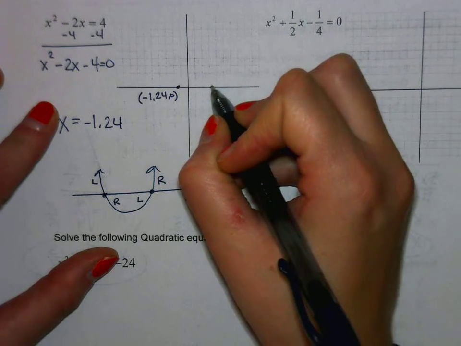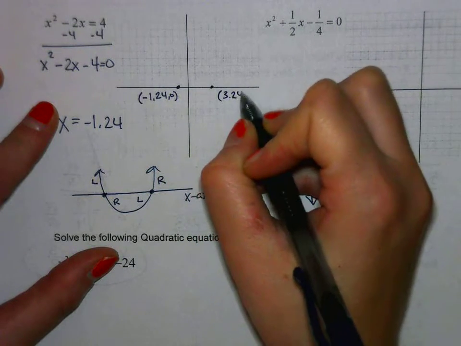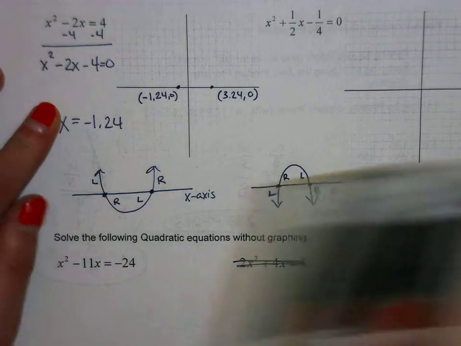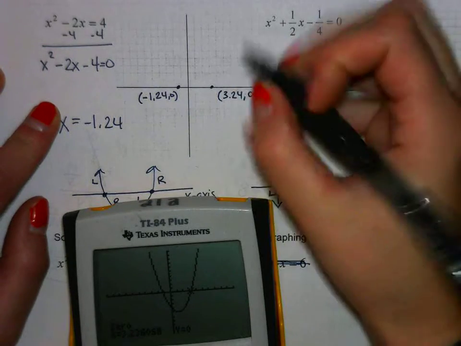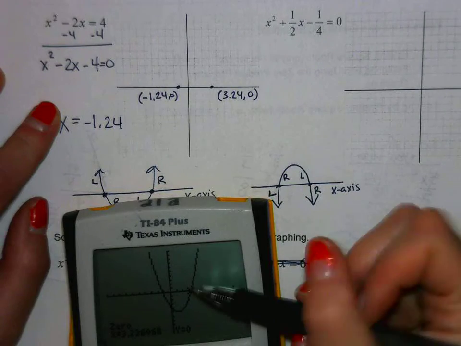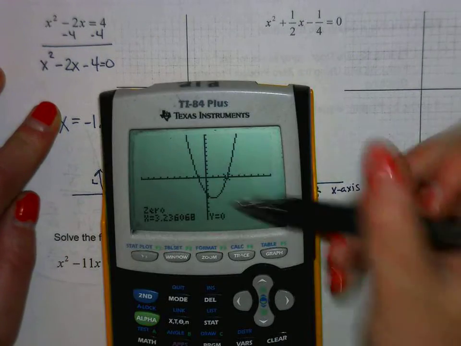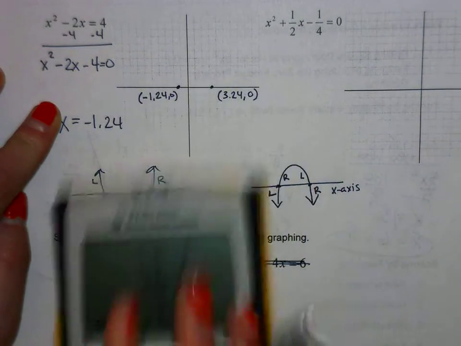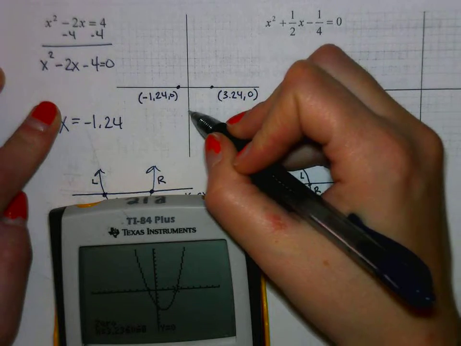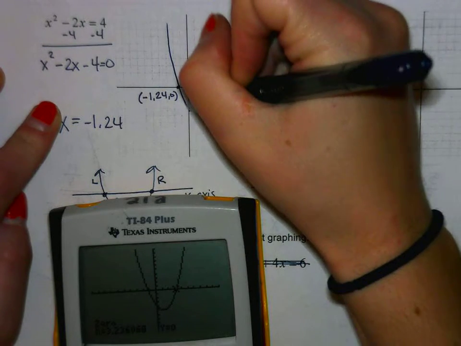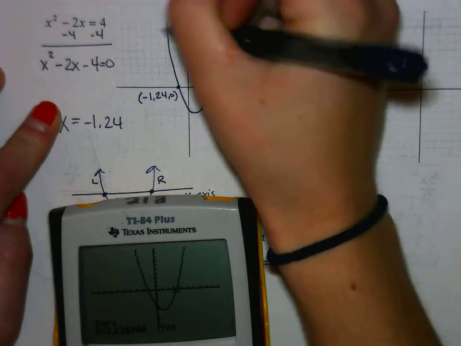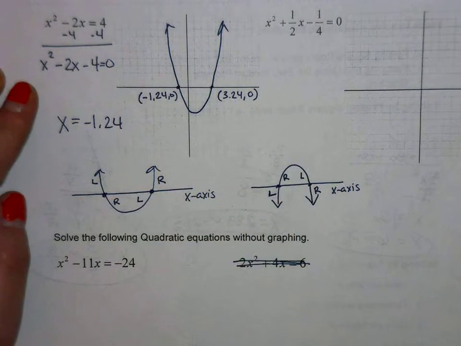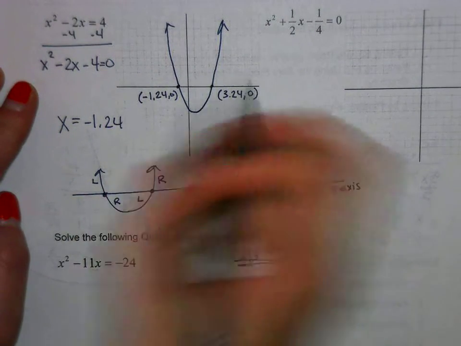So then what I'm asking you is just to make a guesstimate on how to sketch this. It looks like it's crossing around the 4. So we have a parabola that looks about like this. Just need a sketch of it. So we know our 2 solutions are x equals negative 1.24 or 3.24.